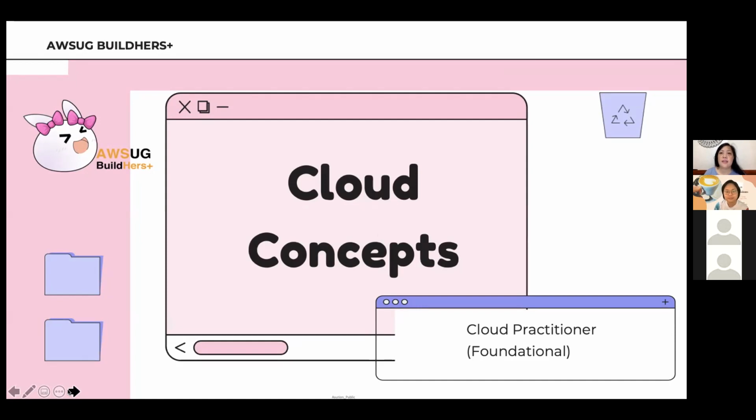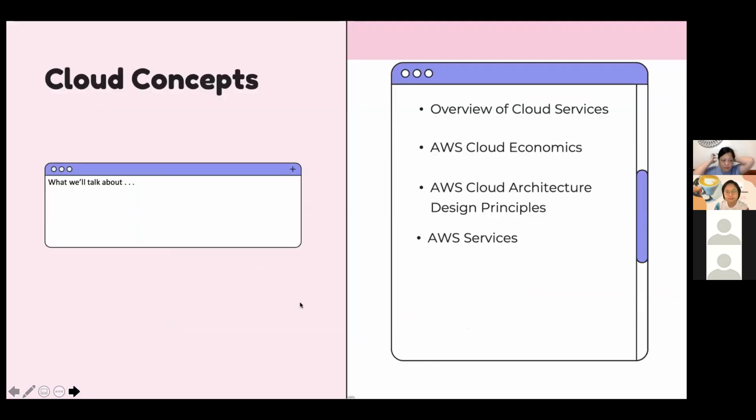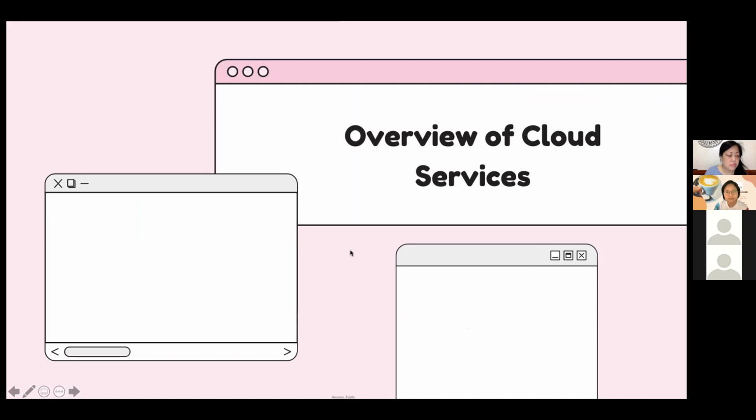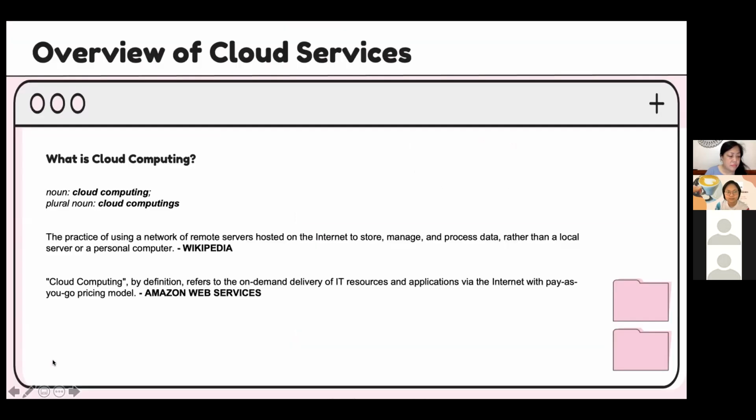Okay, for the cloud concepts, what we'll talk about today is the overview of cloud services, the AWS Cloud Economics, the AWS Cloud Architecture Design Principles, and of course, we will introduce some of the AWS popular services. For the overview of cloud services, we will start with the definition of cloud computing.